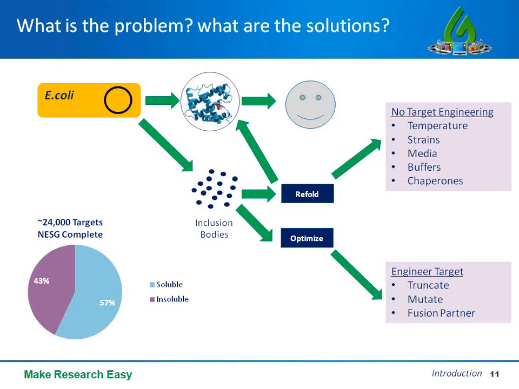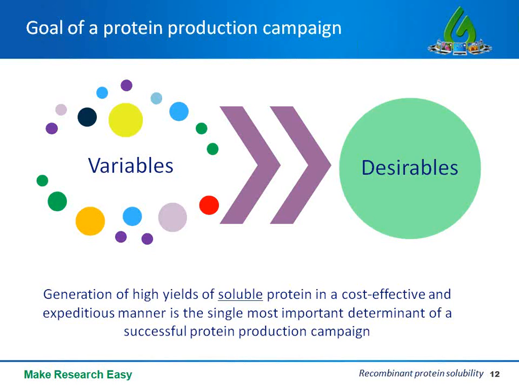And speaking of insolubility brings me to state the premise of most protein production projects, which is that the generation of high yields of soluble protein in a cost-effective and expeditious manner is the single most important determinant of a successful protein production campaign. That is, all these variables in your expression need to go through a carefully crafted funnel of optimization in order to yield soluble protein.